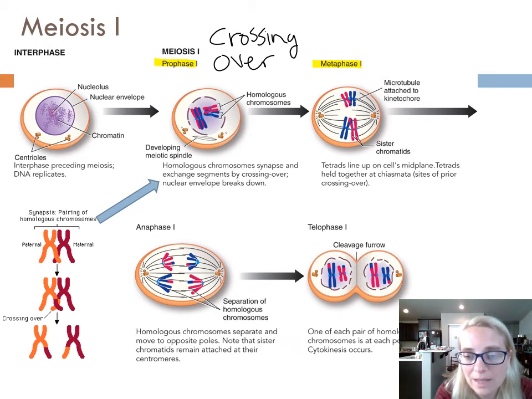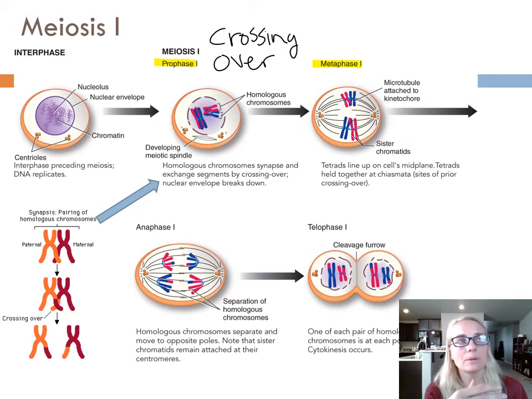So you can kind of see that a little bit in this area right here, where the blue and the red parts swapped pieces. So this is what's called crossing over, and this allows for genetic diversity in sexually reproducing organisms. So the homologous chromosomes come together, they partner up, they're replicated, so they've got their two sister chromatids, they do some crossing over, that's prophase 1.